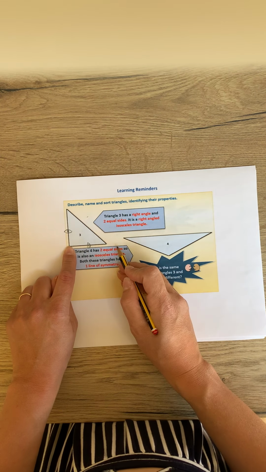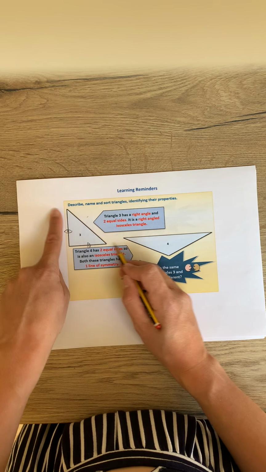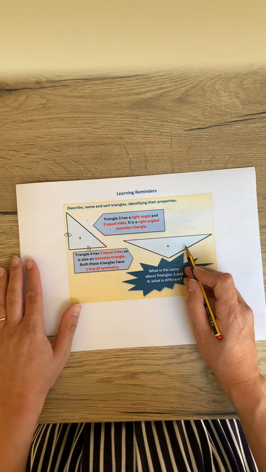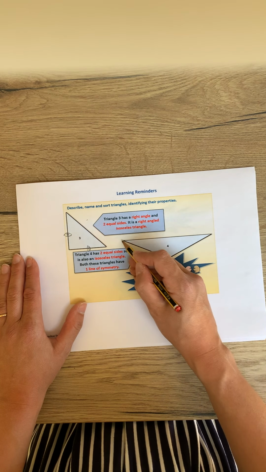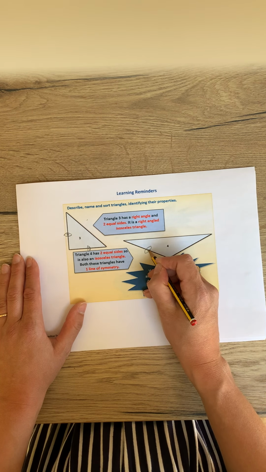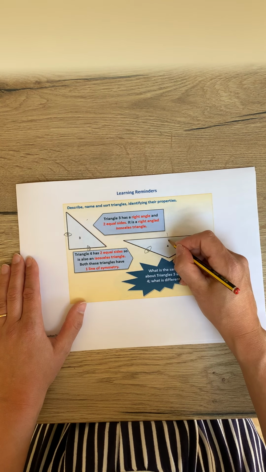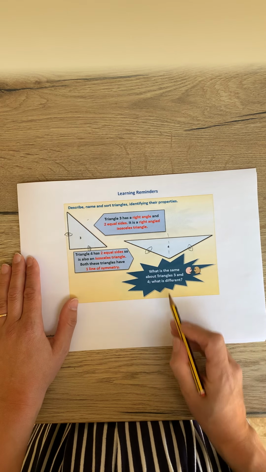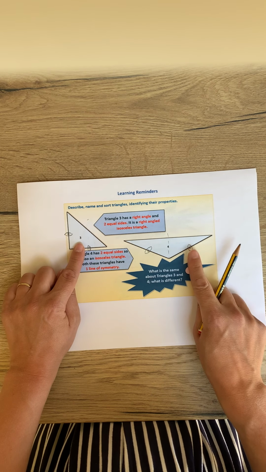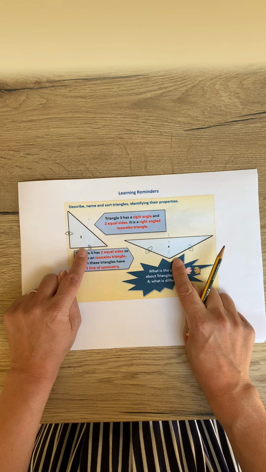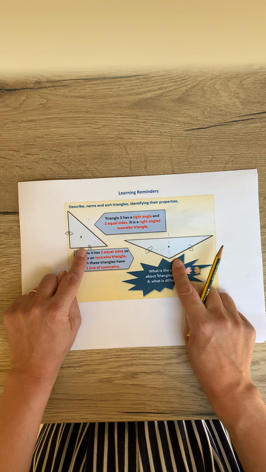You can get right angled triangles which don't have two sides that are of the same length, but this one does. Number 4 has two equal sides, therefore making it just an isosceles triangle. It has one line of symmetry here. What is the same about triangle 3 and 4? Can you think of any similarities? Can you spot any differences? Have a think.